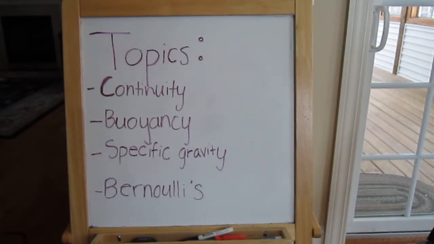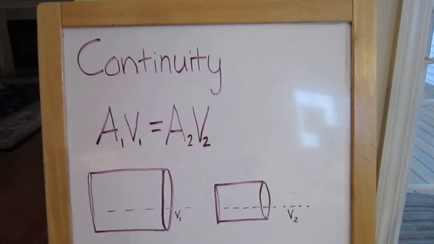The topics we'll be reviewing today are continuity, buoyancy, specific gravity, and Bernoulli's principle. Our first topic is continuity. The equation for continuity is A1 V1 equals A2 V2. V is velocity and A is area. This describes the relationship between mass and flow rate.